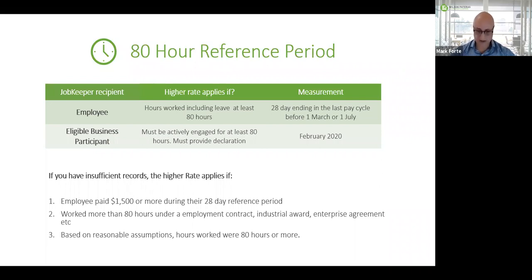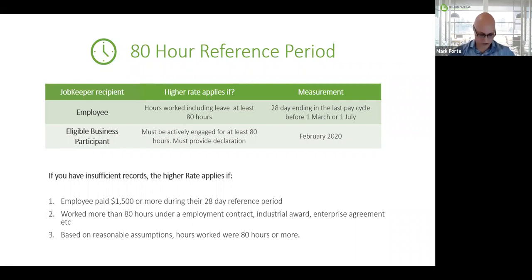The third situation is where the first pay cycle for that employee ends after the 1st of March or after the 1st of July. So that might cover the situation, for example, where someone started with your business on the 20th of June. Obviously, you cannot have a 28-day reference period before the 1st of July. So what happens there is that you go to the next 28-day period where the person is working for a full 28 days and look at that pay cycle to give you what the hours would be.